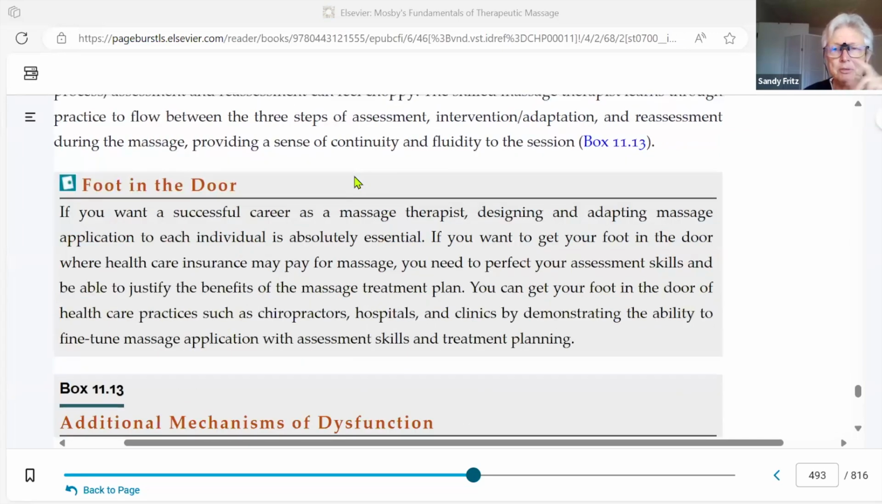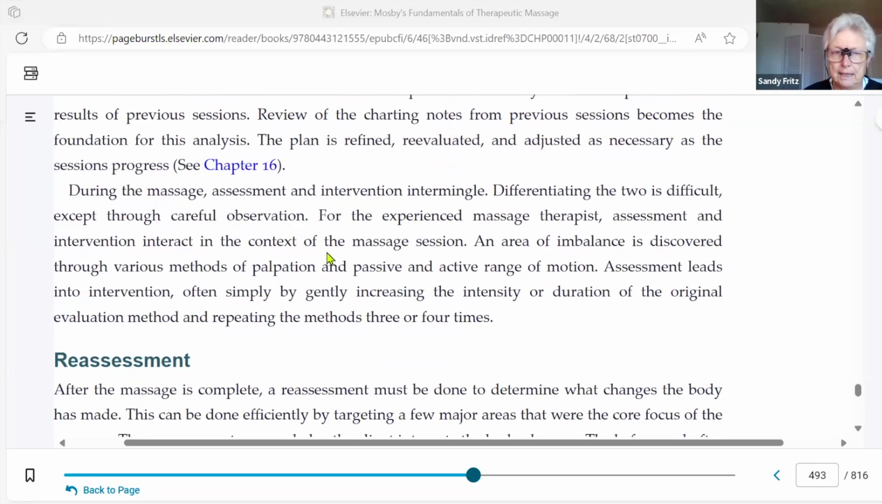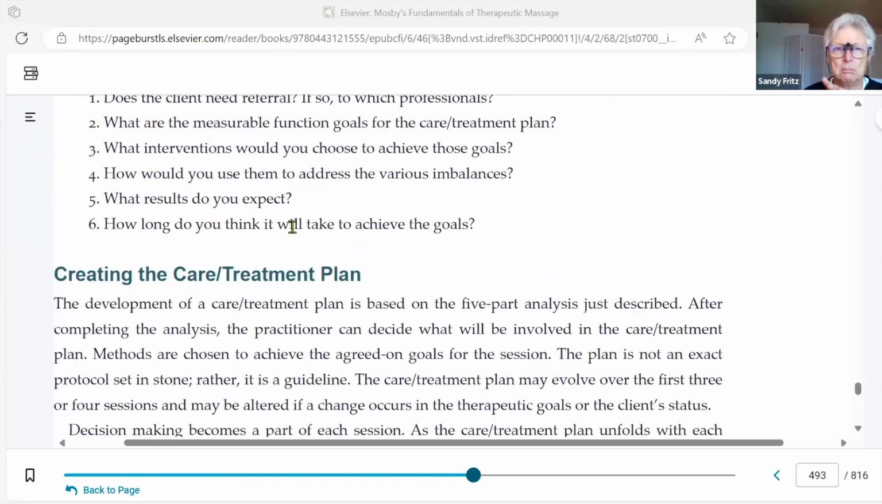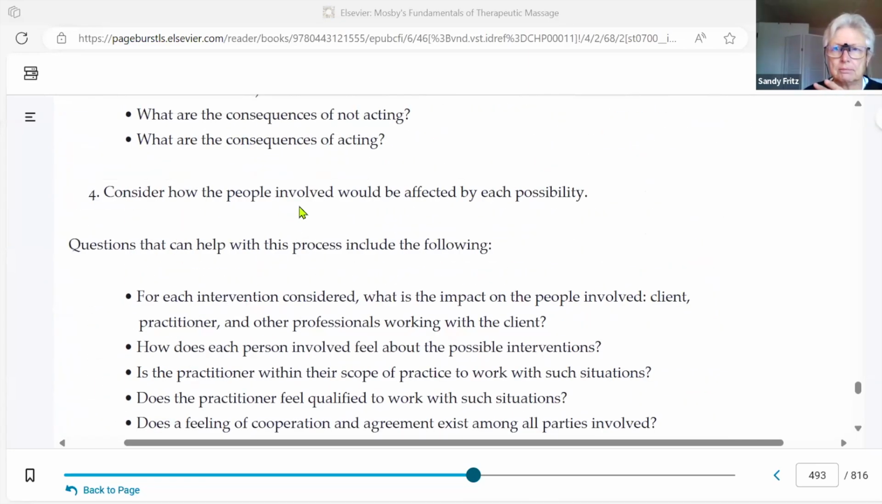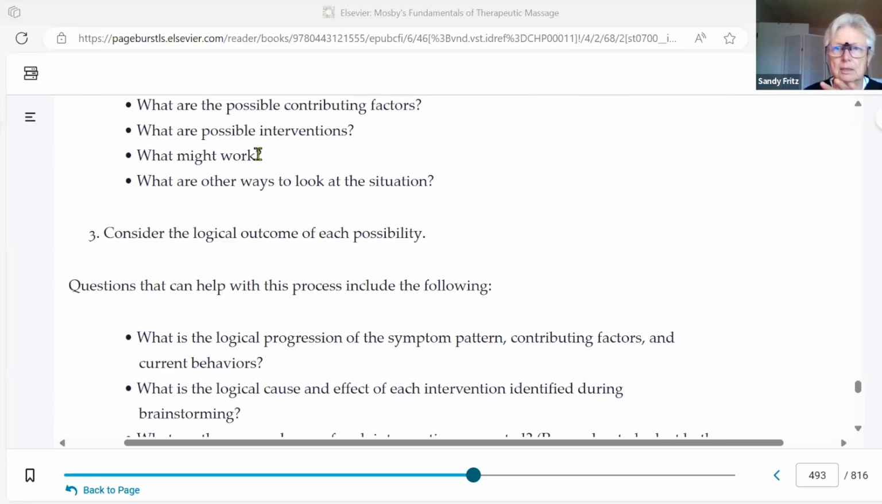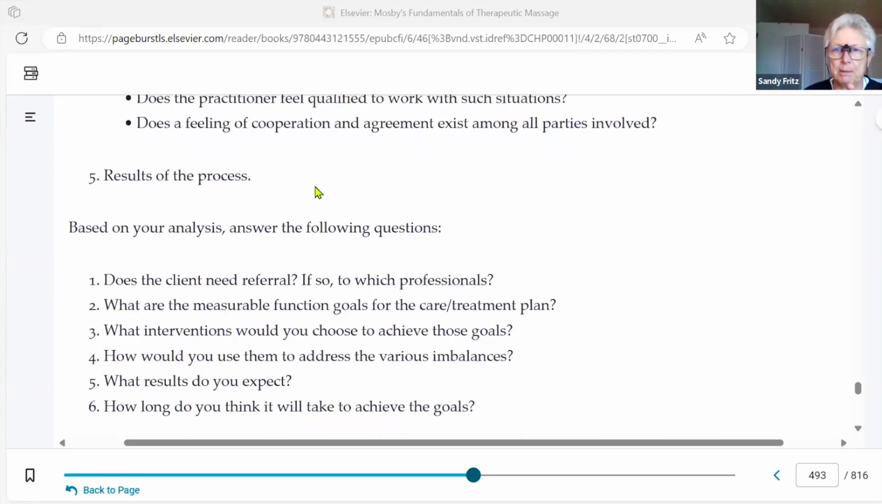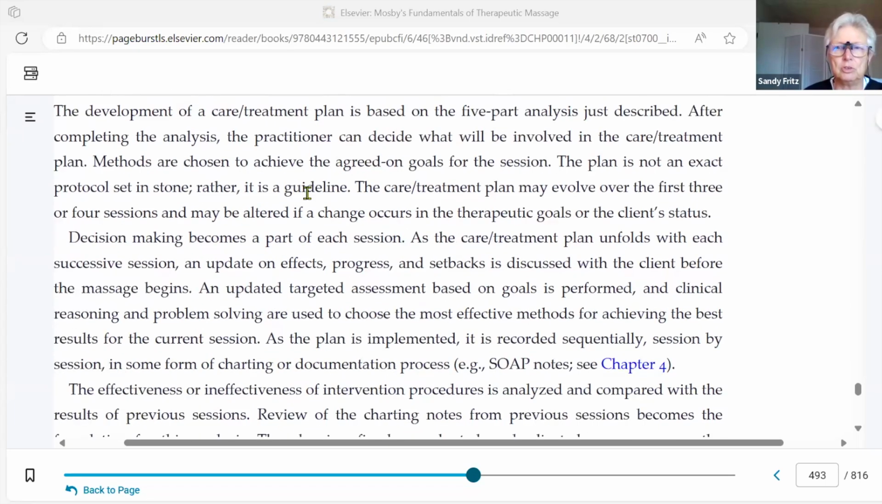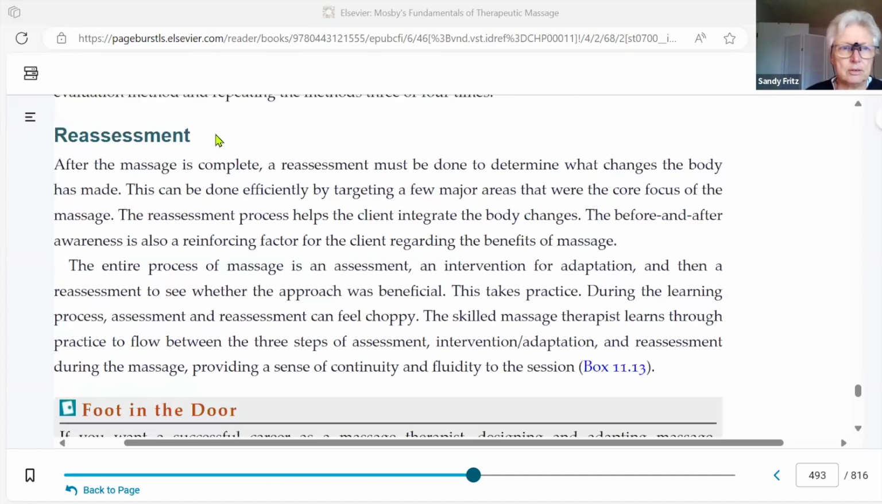Now, chapter 16 gives you 20 case stories that incorporate all of this information. And so now's a good time, if you haven't looked at chapter 16, to go look at that and see how all of this information is integrated.